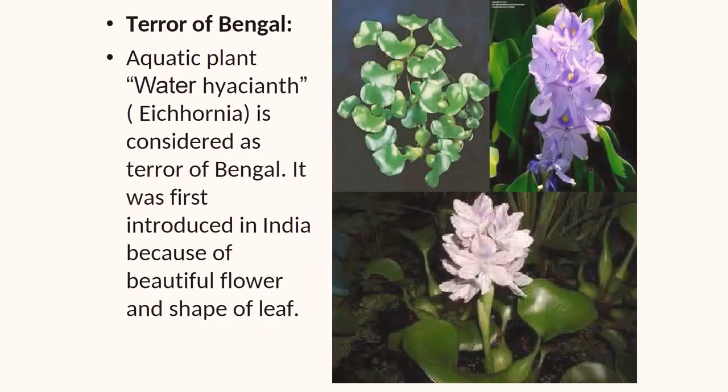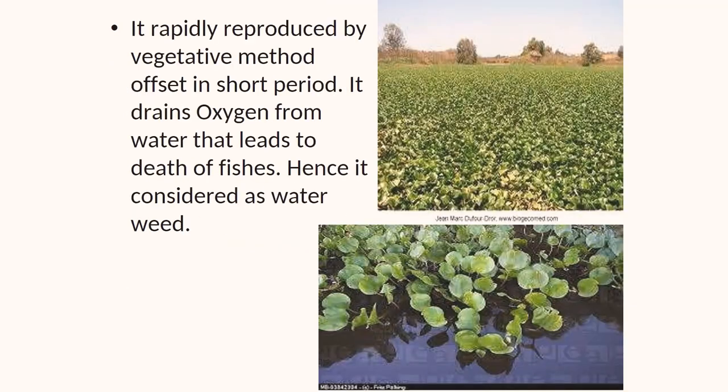Do you know which plant is called the terror of Bengal and why? The aquatic plant known as water hyacinth, also named Eichhornia, is considered the terror of Bengal. It was first introduced in India because of its beautiful flower and leaf shape. It rapidly reproduced by the vegetative method, offset, in a short period. It drains oxygen from water and leads to the death of fishes and other aquatic animals. Hence, it is considered a water weed.